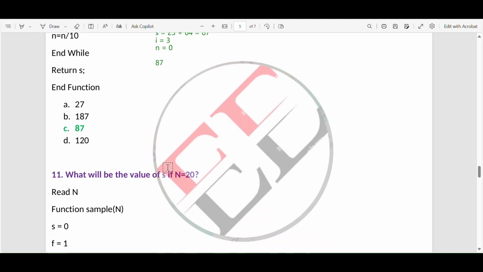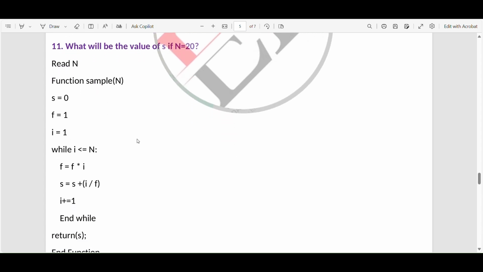And going to the next question, this is the 11th question. What will be the value of s if n is 20? Okay, read n first. And we are having a function named sample, and inside we are having a parameter n. And we are having s equals 0 first. So there is no need to write all those, we are just writing s equals 0 because the value of s needs to be found out.